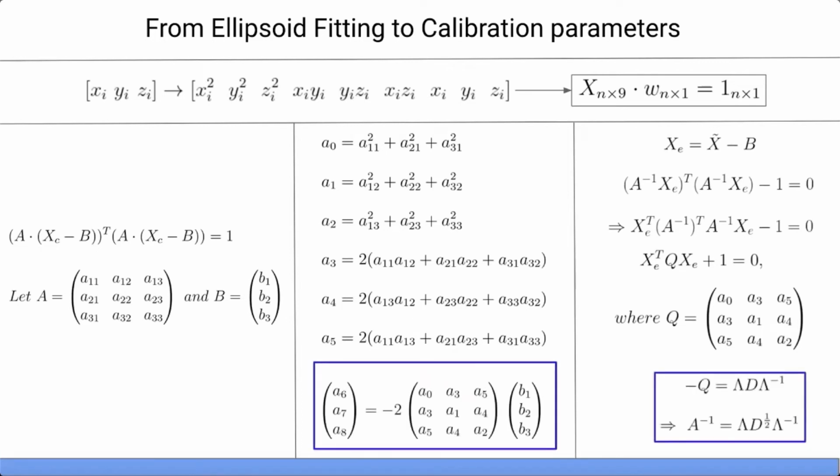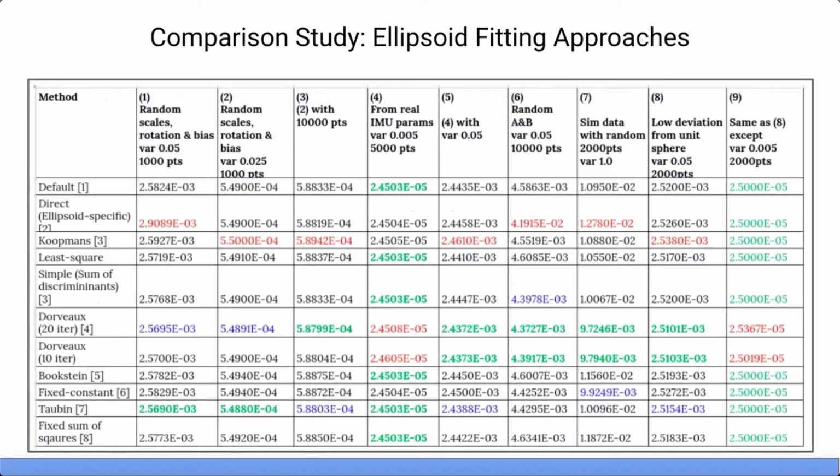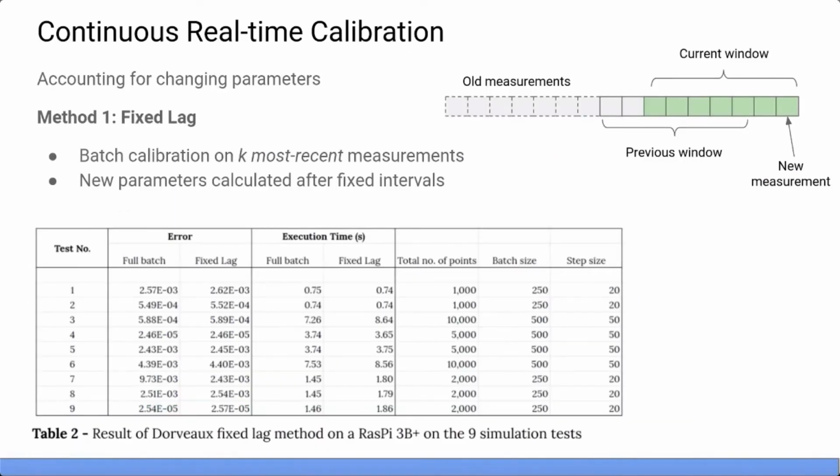Now, our entire repository is open sourced, and I have uploaded a PDF report in this repository, which explains the detailed proofs of these in more detail. So whoever's interested is welcome to visit the repository and check out these proofs. What we started with was a comparison of different ellipsoid fitting approaches, and using that, we moved on to the main goal of our work, which is continuous real-time calibration.